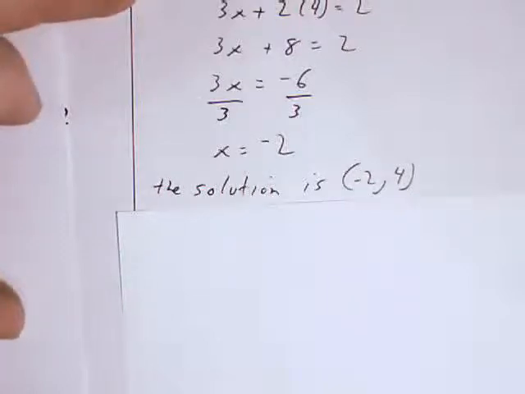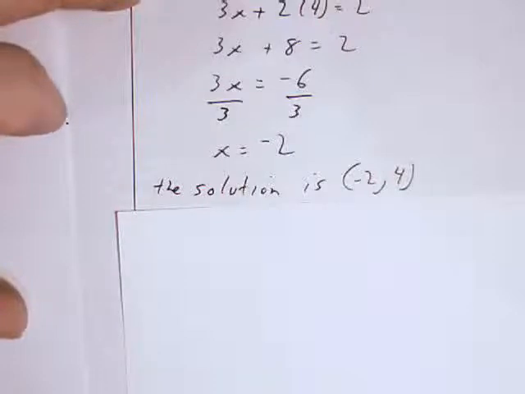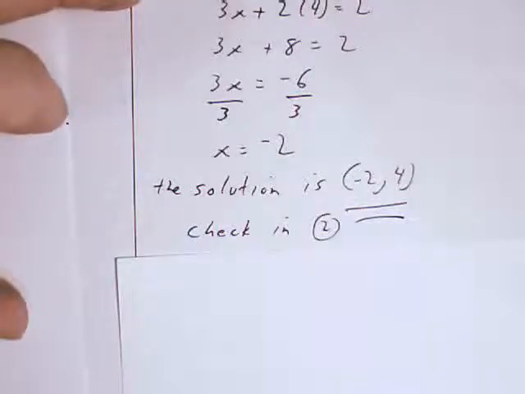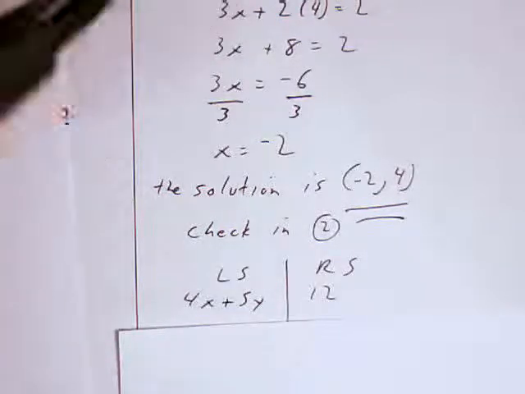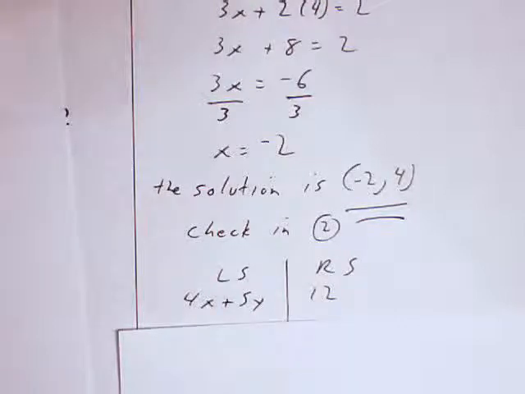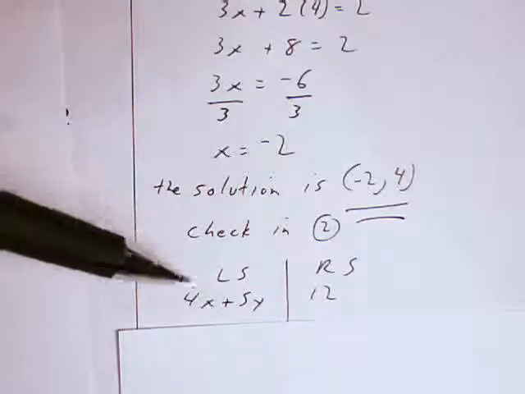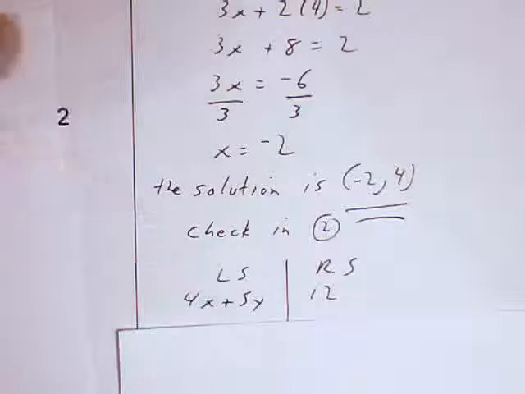But I may have made a mistake, so I'd better check it in the other equation to make sure it's the right answer. I'm going to check the solution in equation 2. Just use a left side, right side check. I've got 4x plus 5y equals 12. Now I'm going to plug in negative 2 for x and 4 for y.